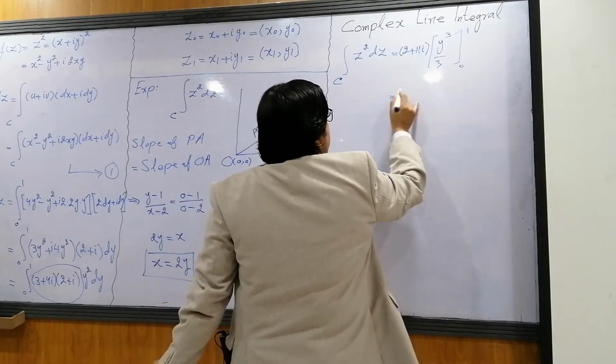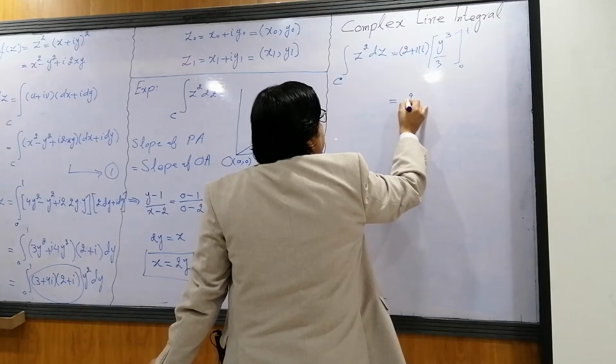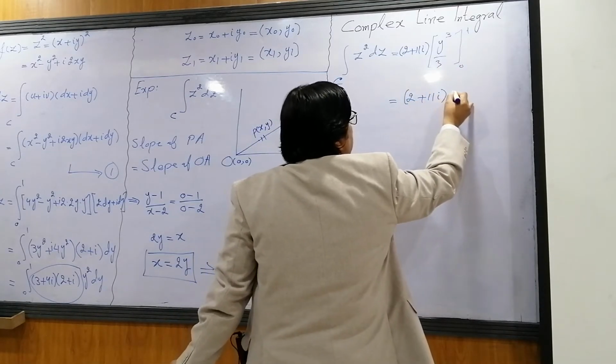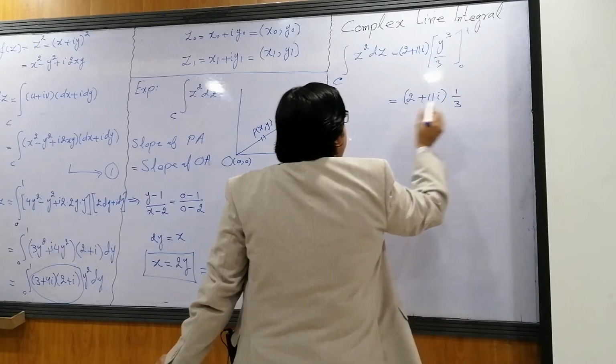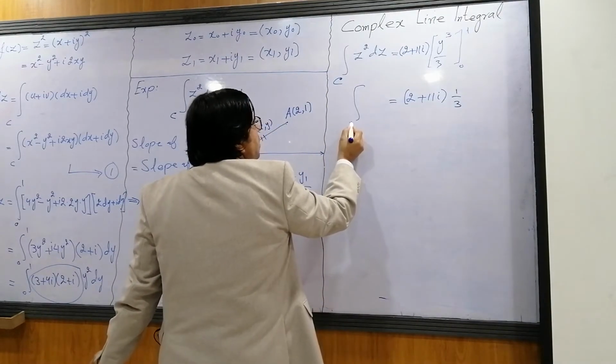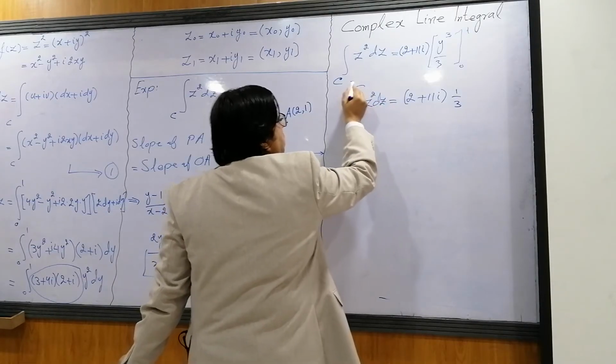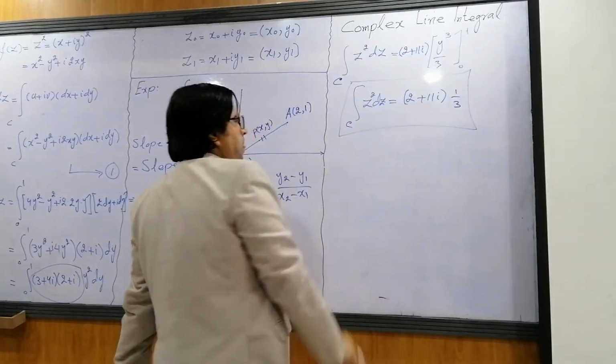So if you put the limits, you will get that this is (2 + 11i) times 1/3. And this is the required solution for the given complex function along some curve.